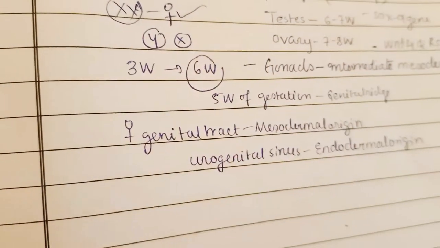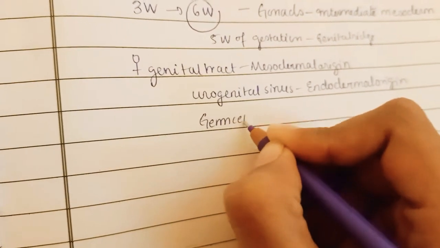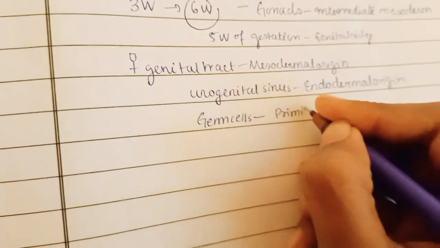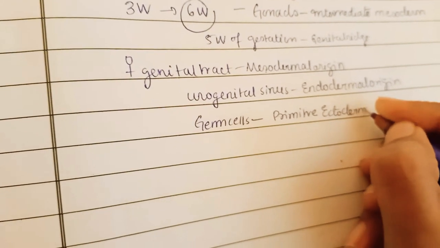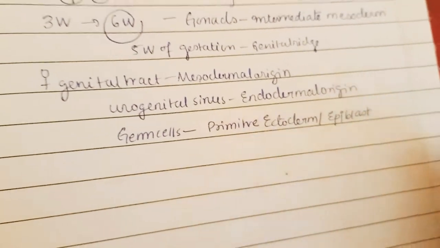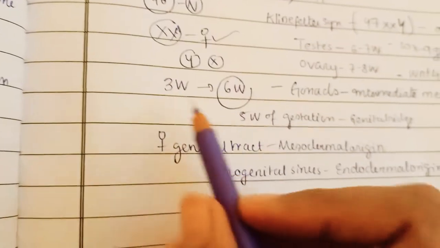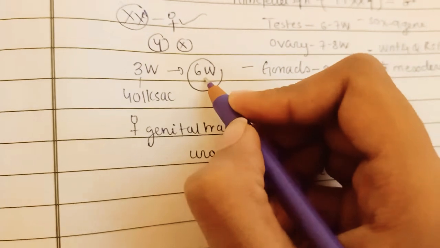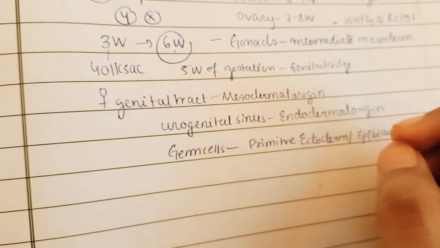Now the germ cells are present in gonads, right? These germ cells are derived from primitive ectoderm, or you can say epiblast. So from the epiblast or primitive ectoderm, you get the germ cells. At the 3rd week they reach the yolk sac, and at 6 weeks they reach the genital ridge. So germ cells are present in gonads, and germ cells are derived from ectoderm or epiblast.